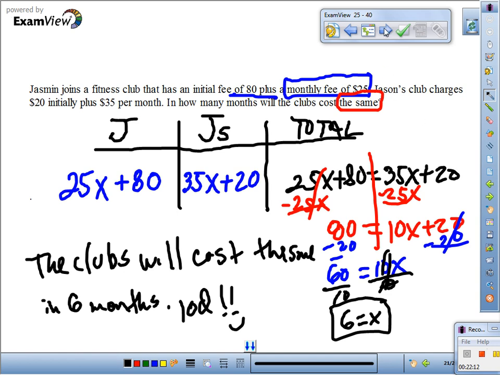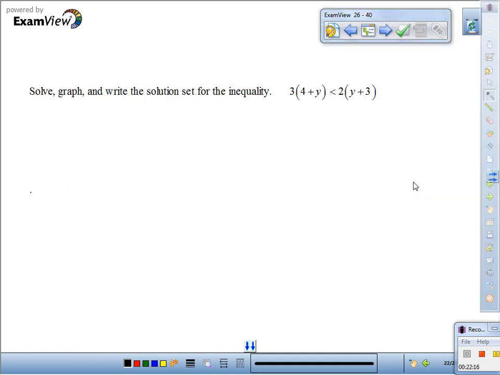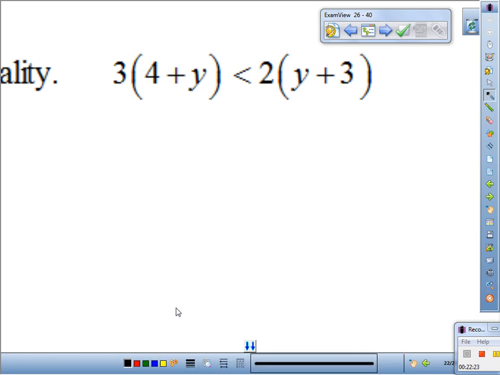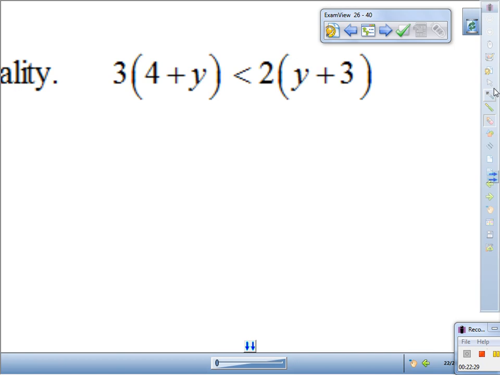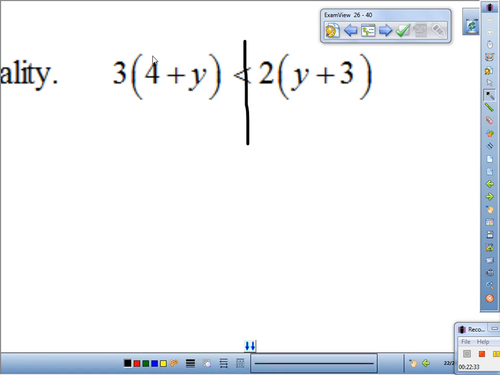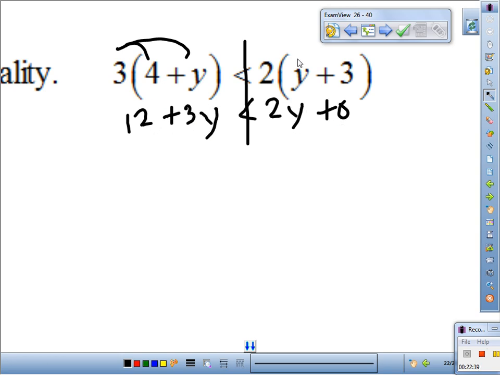Let's move on. Number 26. Number 26, it says solve, graph, and write a solution set for the inequality. I'm going to zoom in. Here we go. Line down the inequality symbol. Distribute. That is 12 plus 3y less than 2y plus 6.